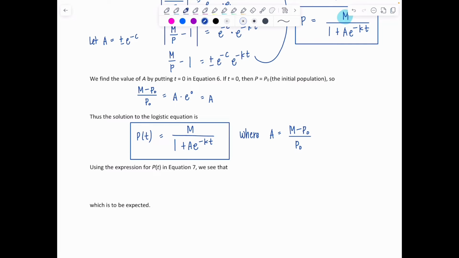Now, using the expression for P of t in equation 7, this is the 7th equation, we see that if you take the limit as t approaches infinity of P of t, so let's think about this. As t is getting large, this exponent is getting very, very large in the negative direction. So e raised to a very negative number is going to approach 0. So then we're just going to have m over 1 plus 0. That limit is going to be m, which is what we expect. We said that the carrying capacity m is the max population that can be sustained long term. All right, beautiful. So I believe this logistic equation. Do you? Let's do some examples.